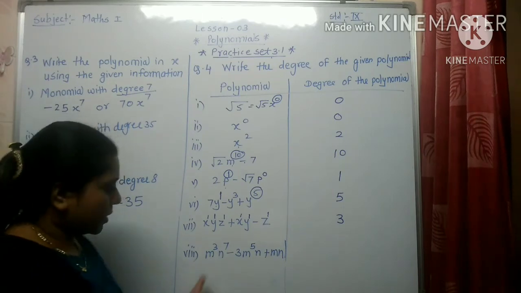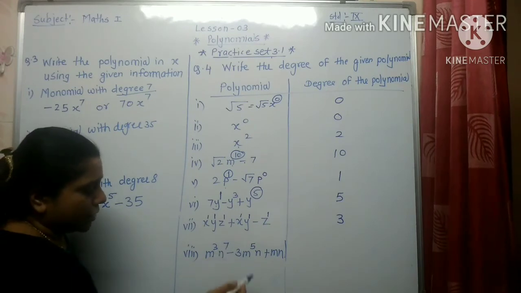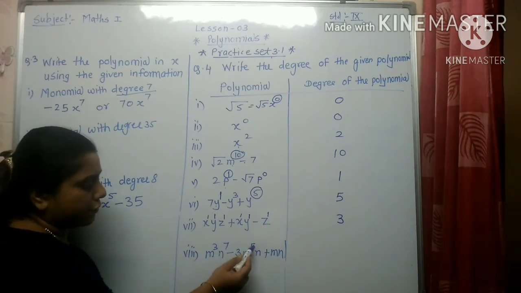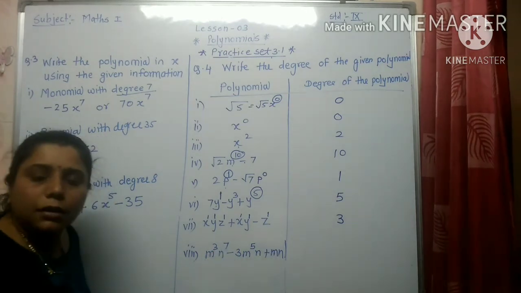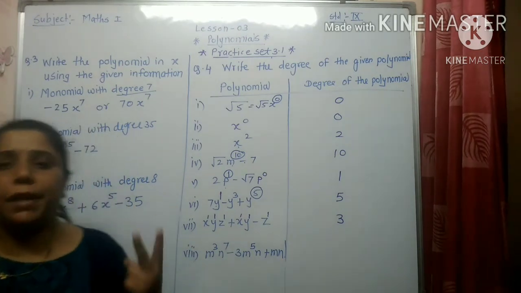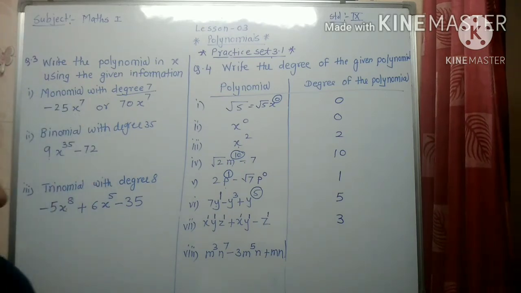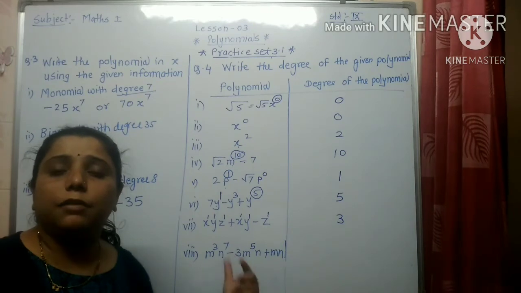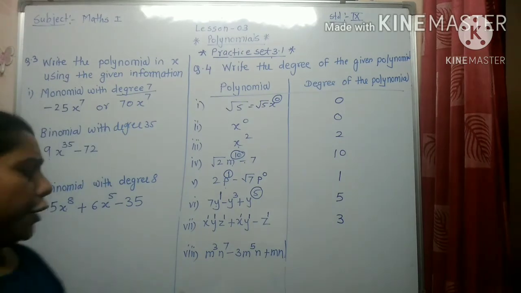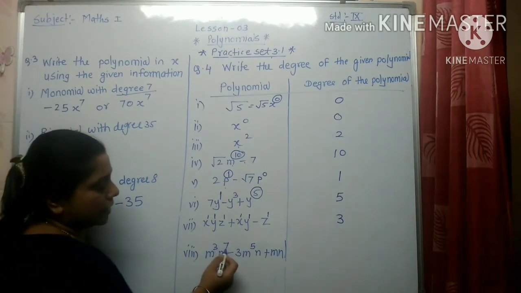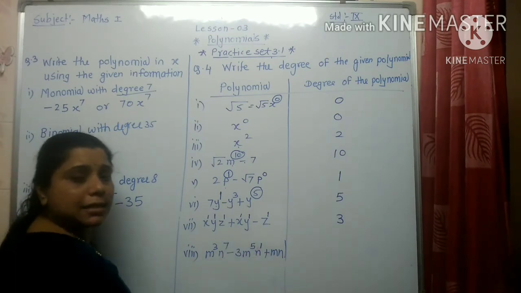Now the next one. Similarly, now observe this polynomial. M cube n raised to 7 minus 3m raised to 5n plus mn. Now here you are observing 3 plus 7. Now this polynomial has two variables, m and n. Okay, now we will see the sum of the variables and we will see which is the highest sum. That will be the respective degree of the polynomial. Now here 3 plus 7, that is 10. Here 5, n raised to 1, so it will become 6.